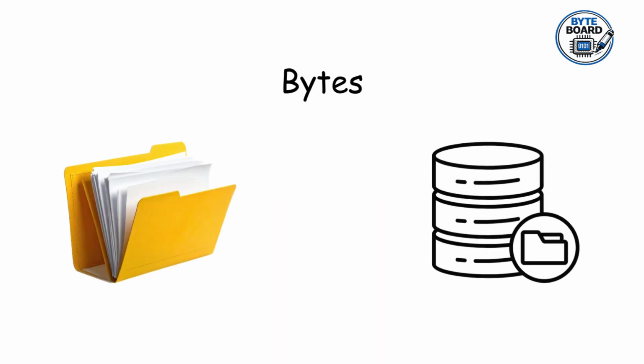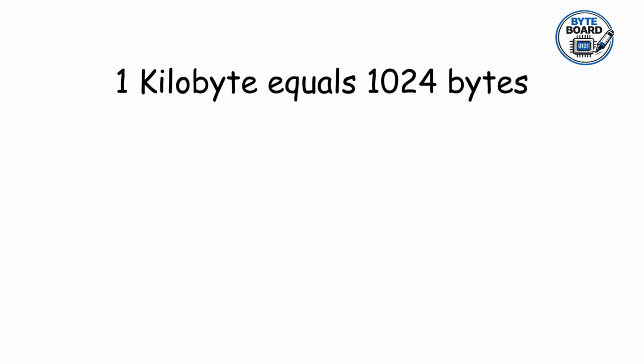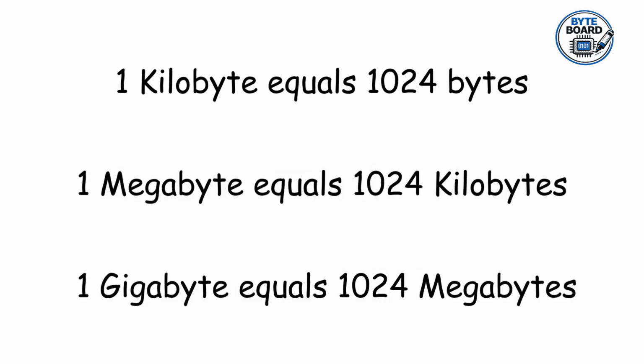What is a byte? A byte is a group of 8 bits. Bytes are used to measure file size and storage. For example, 1 kilobyte equals 1024 bytes, 1 megabyte equals 1024 kilobytes, 1 gigabyte equals 1024 megabytes.